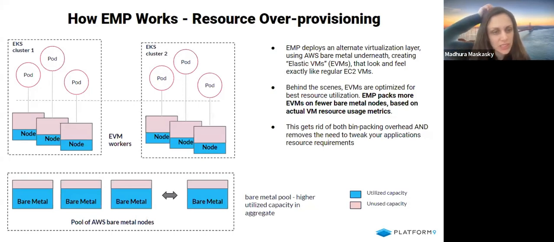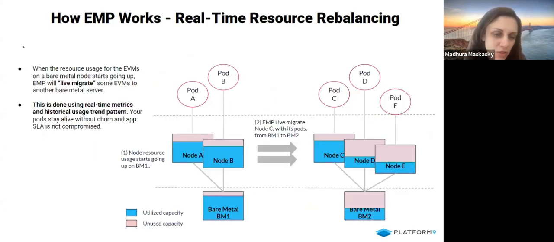And so you can see in this example, blue indicates the actual utilized capacity and pink indicates unused capacity. The individual virtual machines that are your worker nodes for your EKS clusters may not be fully utilizing the capacity given to them. The underlying bare metal, which is what you'd be paying for with EMP, actually is getting utilized a lot more. And that's how you derive the best value out of the resources you're deploying with EMP. So let's go next.